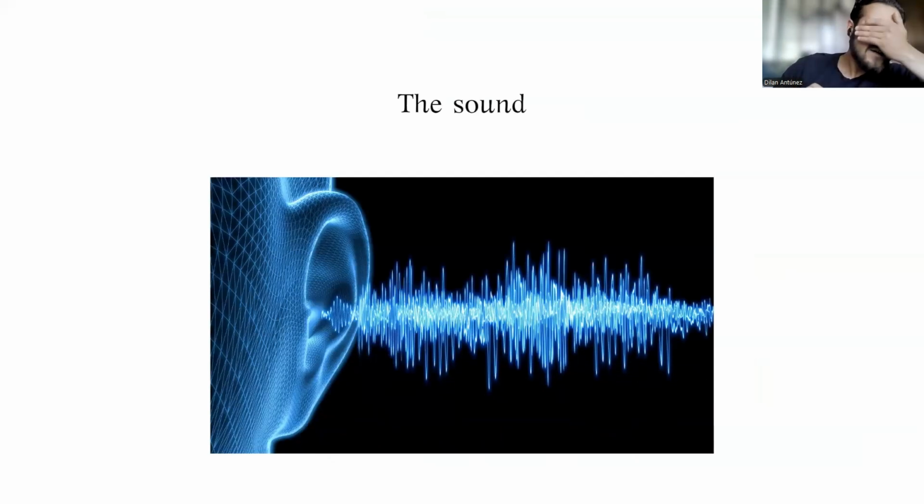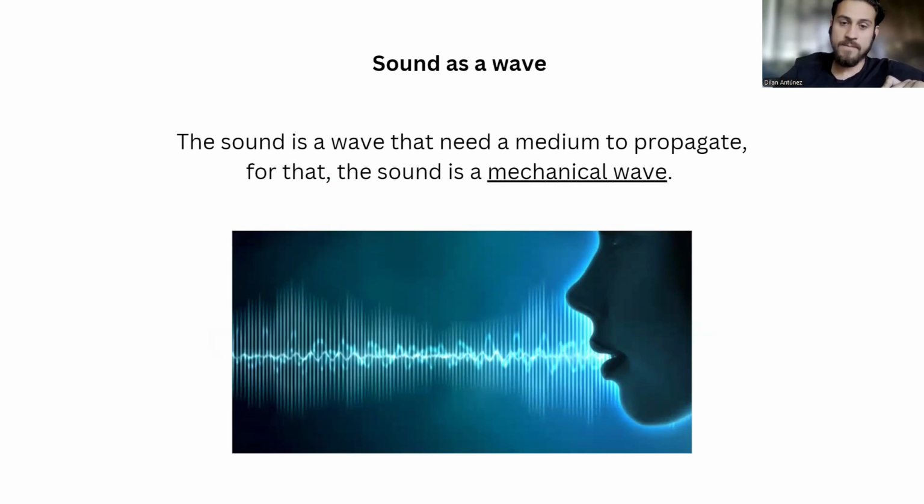In some previous classes, we saw that waves have different characteristics. For example, we have the longitudinal wave, the mechanical wave, the electromagnetic wave, etc. So the sound is a wave, and like a wave, sound has a behavior like a mechanical wave, because sound needs a medium to propagate. Because the sound needs a medium to propagate, the sound has a mechanical behavior.